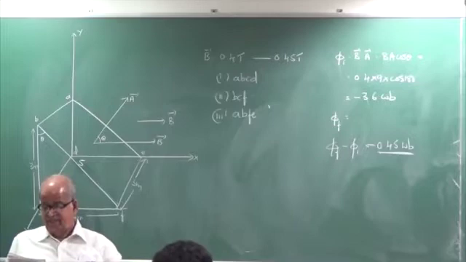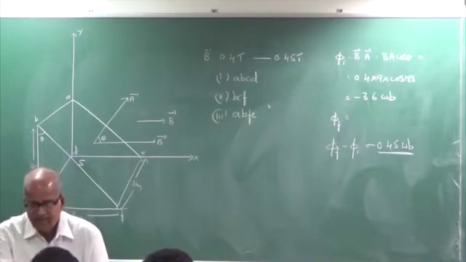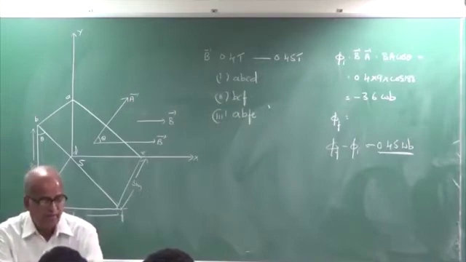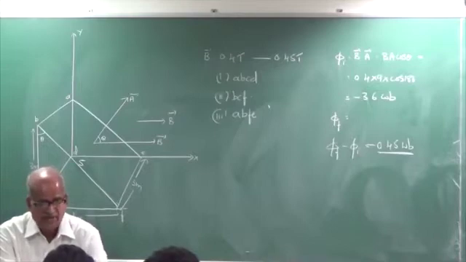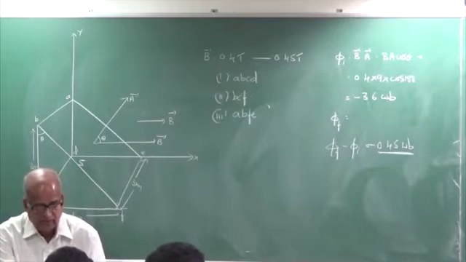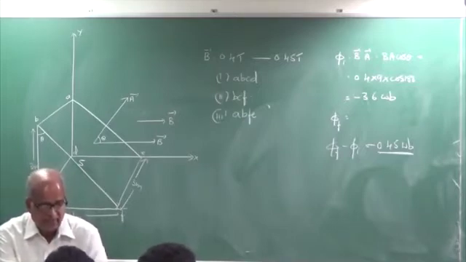Assuming the field within the coil to be uniform, and has a value equal to its value at the center, calculate one, the flux in the coil.